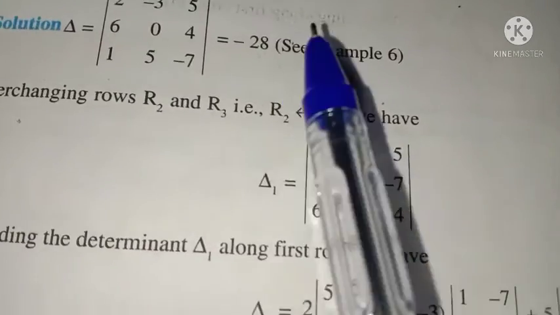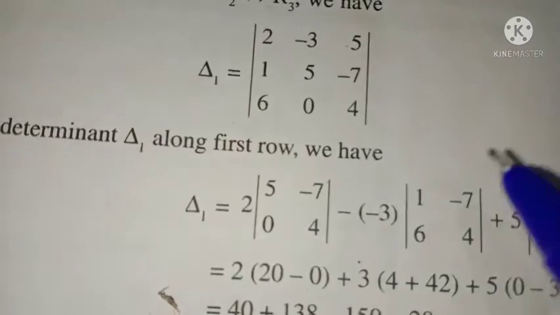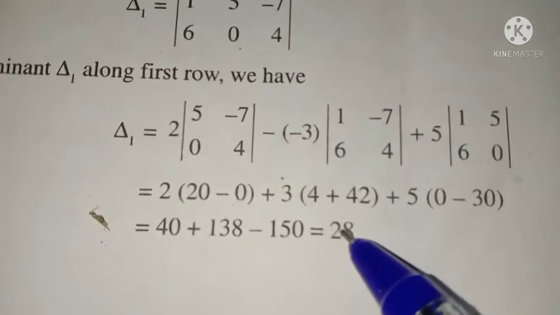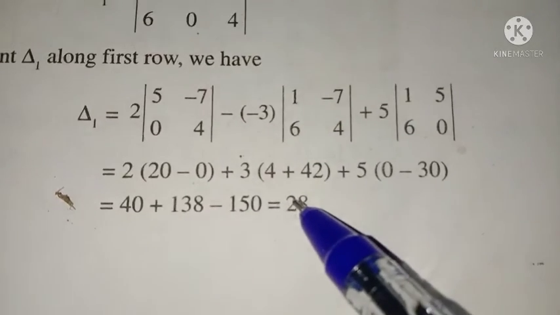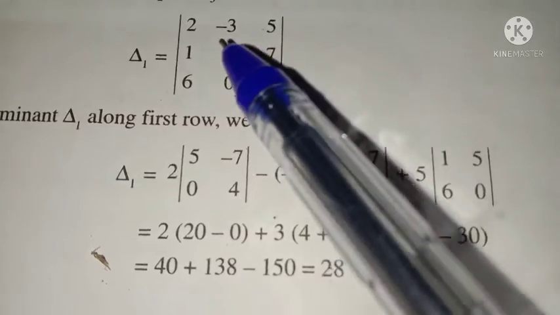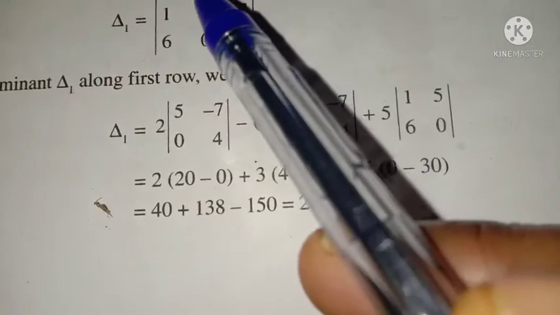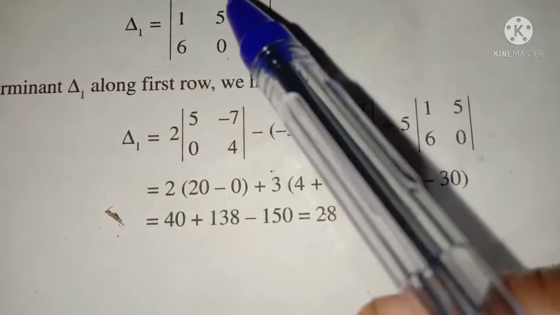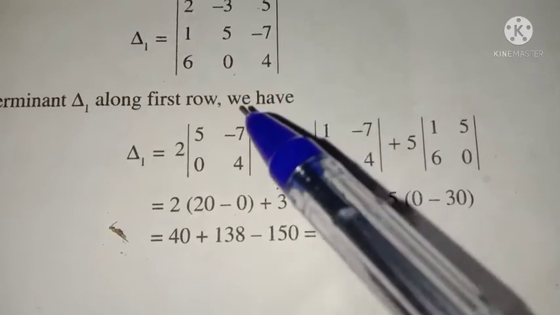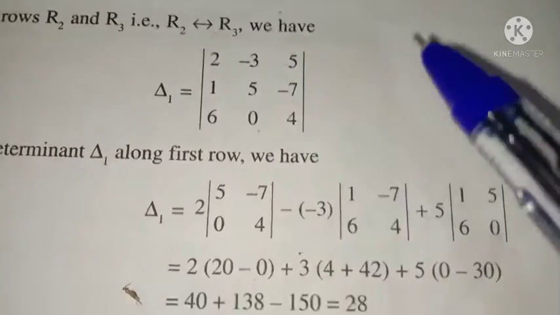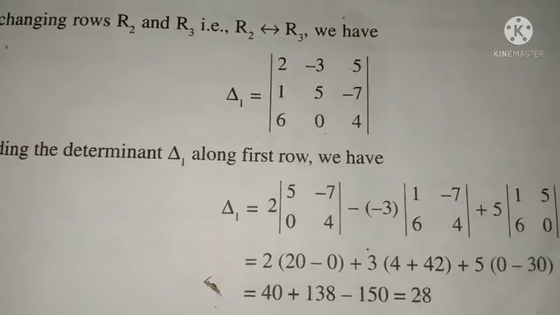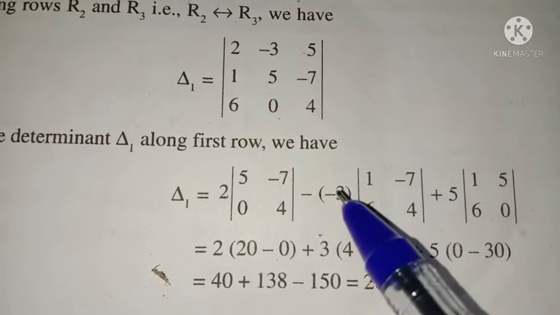So first we obtained minus 28. Then we interchange any two rows and we get the value 28. That is, if any two rows or columns of a determinant are interchanged, then the value of the determinant changes. How? Negative becomes positive or positive becomes negative. That is, the sign changes.